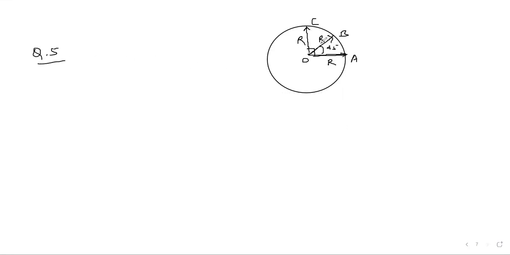Here, first we find the resultant of OC and OA. So the resultant of OC and OA, which are perpendicular to each other, will be equal to R.